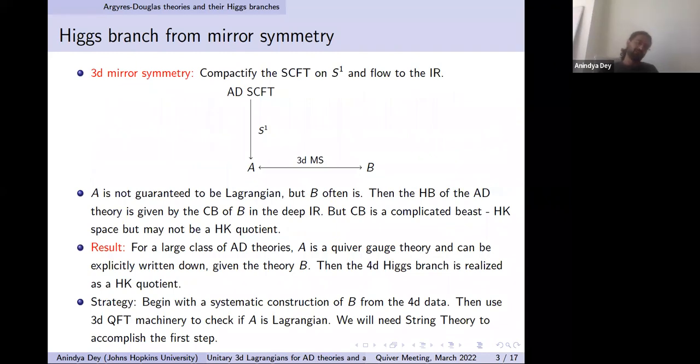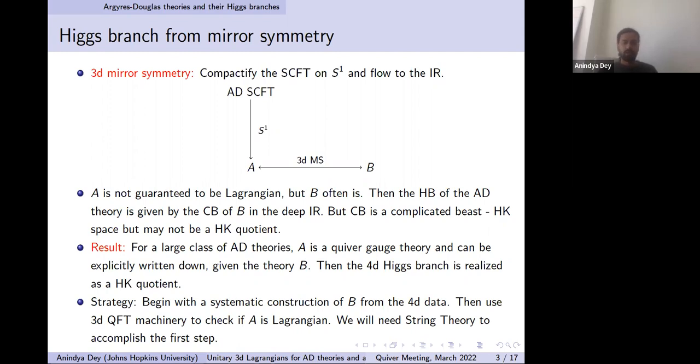So how do I read off the Higgs branch of a 4D SCFT from mirror symmetry? The idea is to compactify the SCFT on a circle and flow to the IR, which leads to some theory A. Now the theory A is not guaranteed to be Lagrangian. It's some SCFT with a Coulomb and a Higgs branch, but there may not be any Lagrangian description. But the 3D mirror of A, which we call B, often does have a Lagrangian description. This is just an observation.